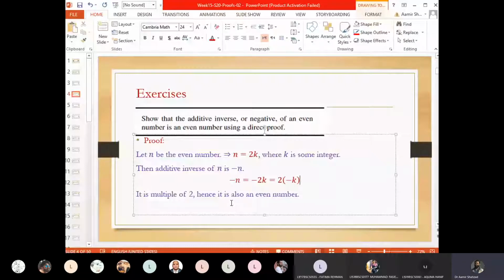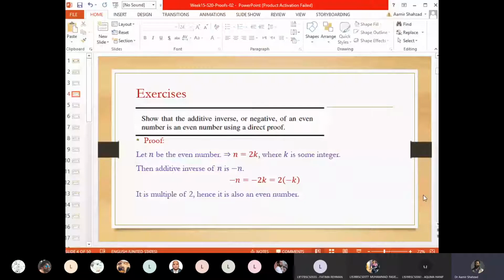From here, we can also make a corollary. एक result हम deduce कर सकते हैं. It's easy to show कि जब हमारे पास एक odd number है, तो उसका additive inverse भी एक odd number होगा. So additive inverse of an even number is even, and additive inverse of an odd number is odd.